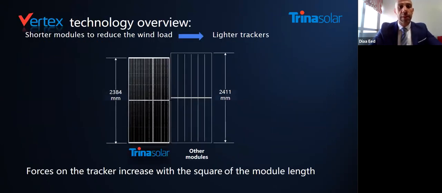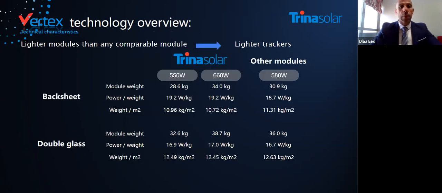So when we are talking about Trina modules, what are the benefits of having the highest power? With the highest power, we didn't increase the size like the others do when they go higher. We have shorter modules to reduce the wind load, which means you are going to use less complicated trackers and fewer trackers. Comparing the modules from the weight perspective, as we are still talking about light trackers, you can see the comparison between our 550 or 660 and other modules existing in the market today.